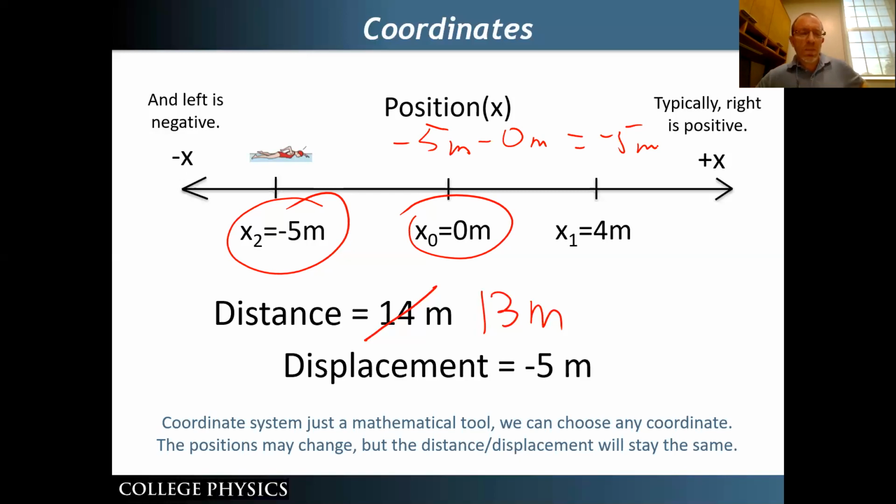A coordinate system is just a tool. We didn't have to put x equal to 0 where the swimmer started. Instead, we could have defined x equal to 0 at a different position. So there we go.